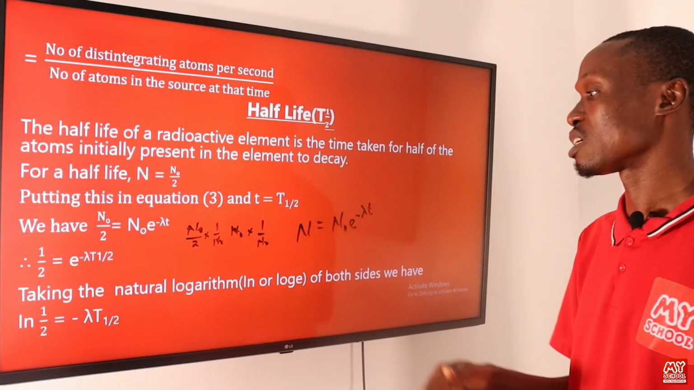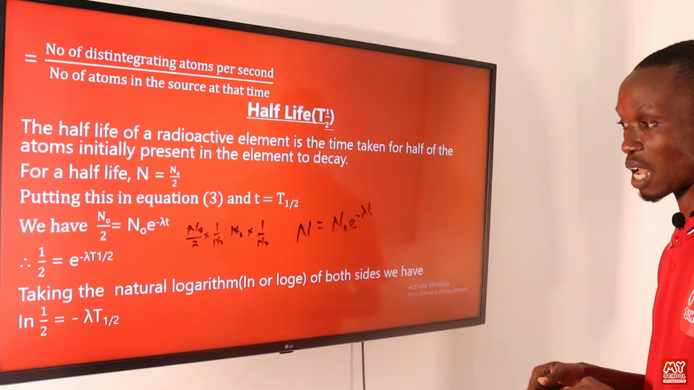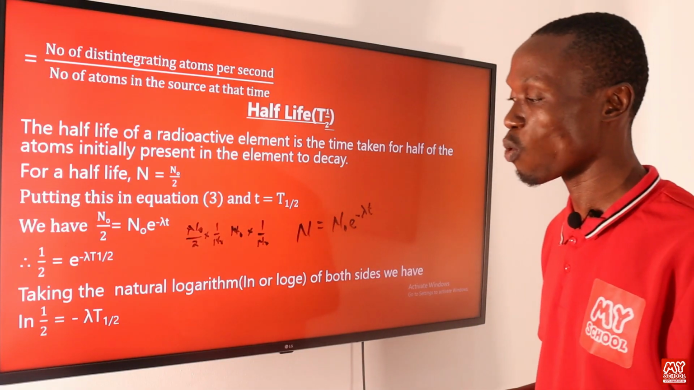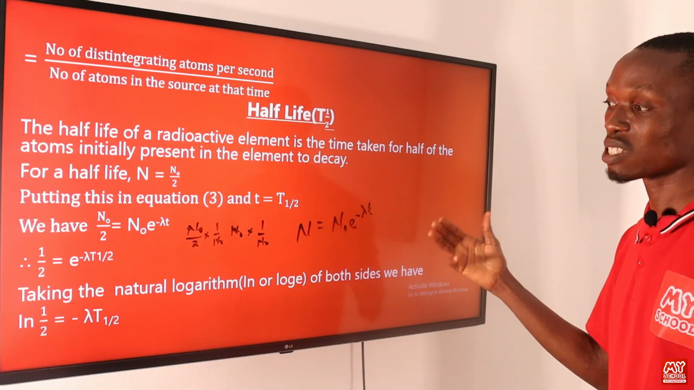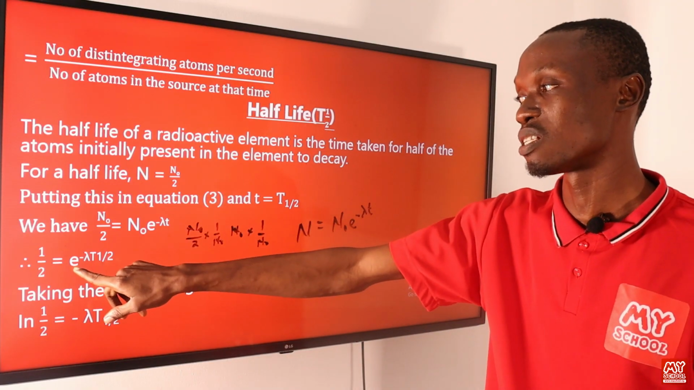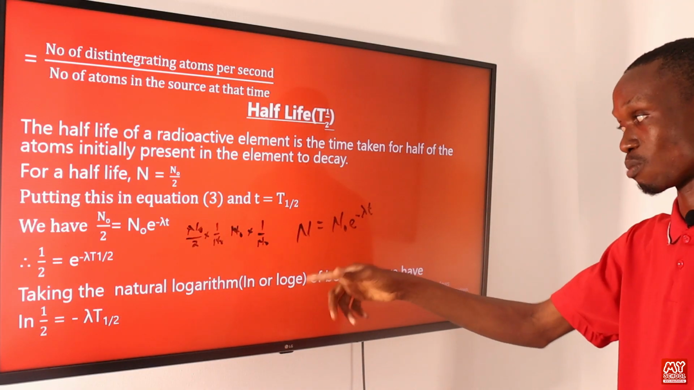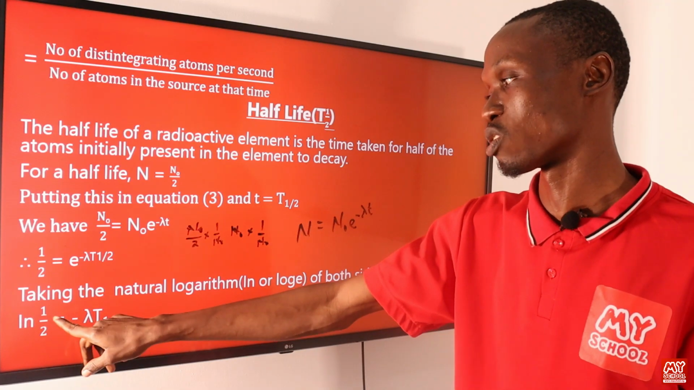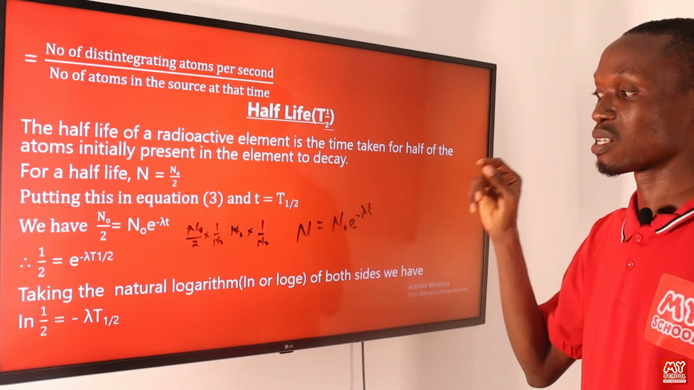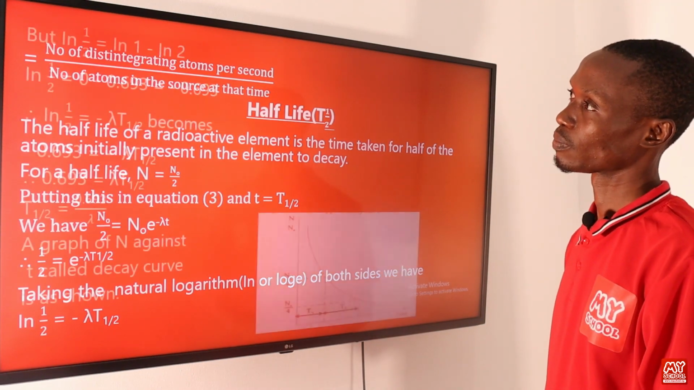Okay, so taking the natural logarithm, that is ln or log e of both sides, we have that ln 1 over 2 is equal to minus, right? The essence of that is because we want to eliminate this exponential. So that is the reason for taking the natural logarithm of both sides. So if we do that, we'll have ln 1 over 2 is equal to minus decay constant times half-life. Now let's move to the next slide.